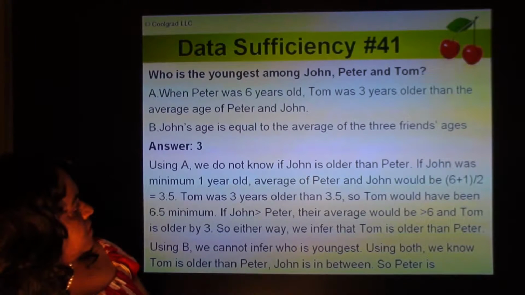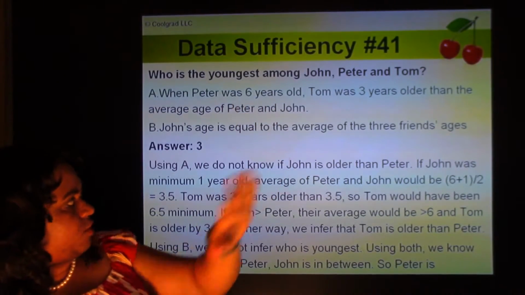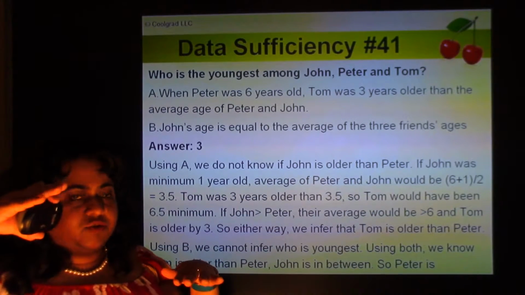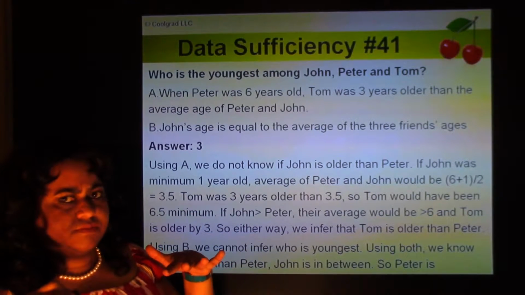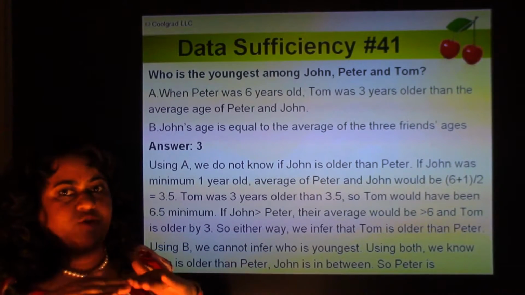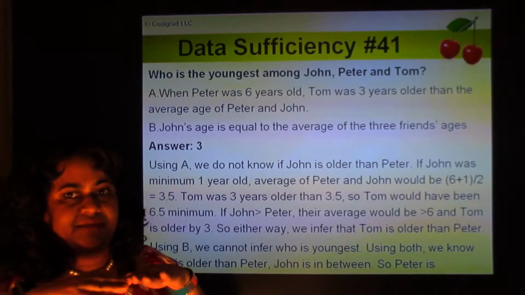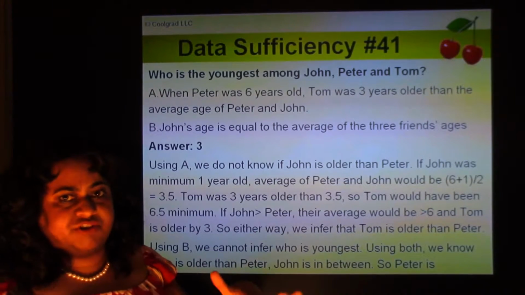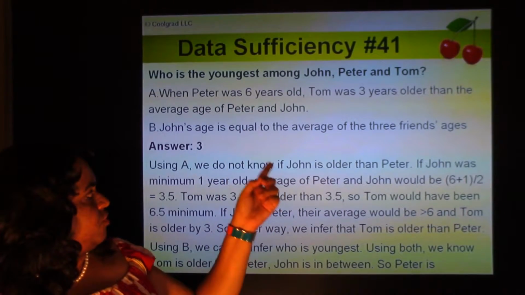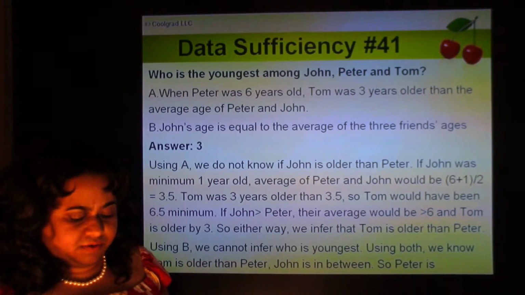Basically the average of the three friends' ages, right? So we know using both these statements that Tom is older. So John is the average of the three friends' ages. If Peter and John were the same age, then the average of the three cannot be John's age. The only way you can have John's age as the average is when Tom is older and Peter is younger. Only then John can be in between. They're not all three of the same age. One is older, so only when the other one is younger, John can be in the middle, right? So using both together, we can say Peter is the youngest. So both the statements together, we pick option 3.